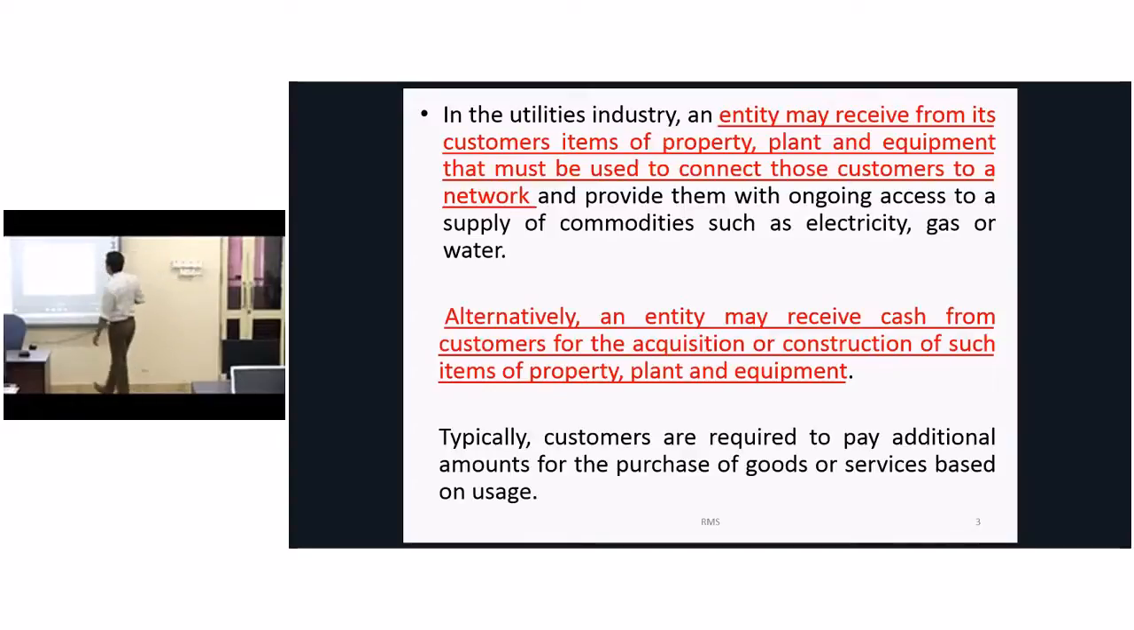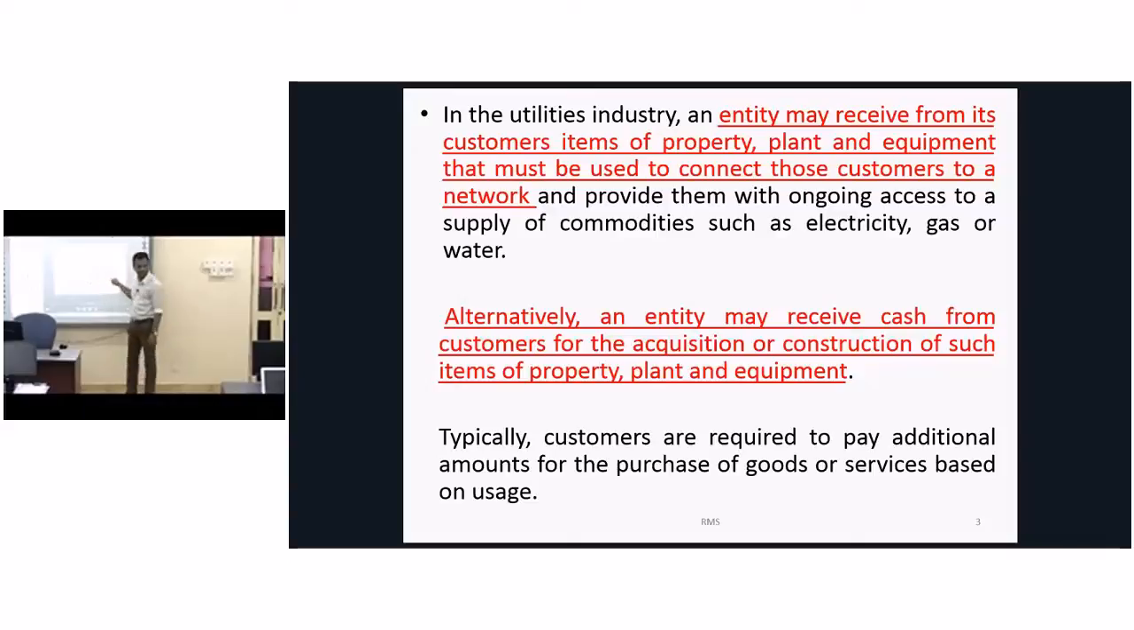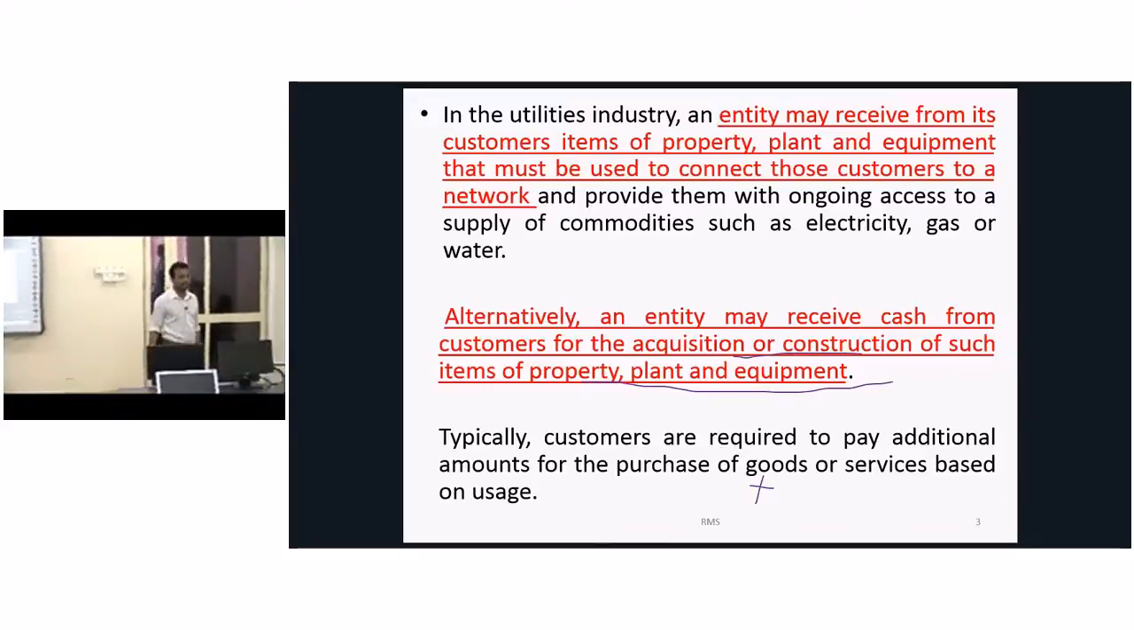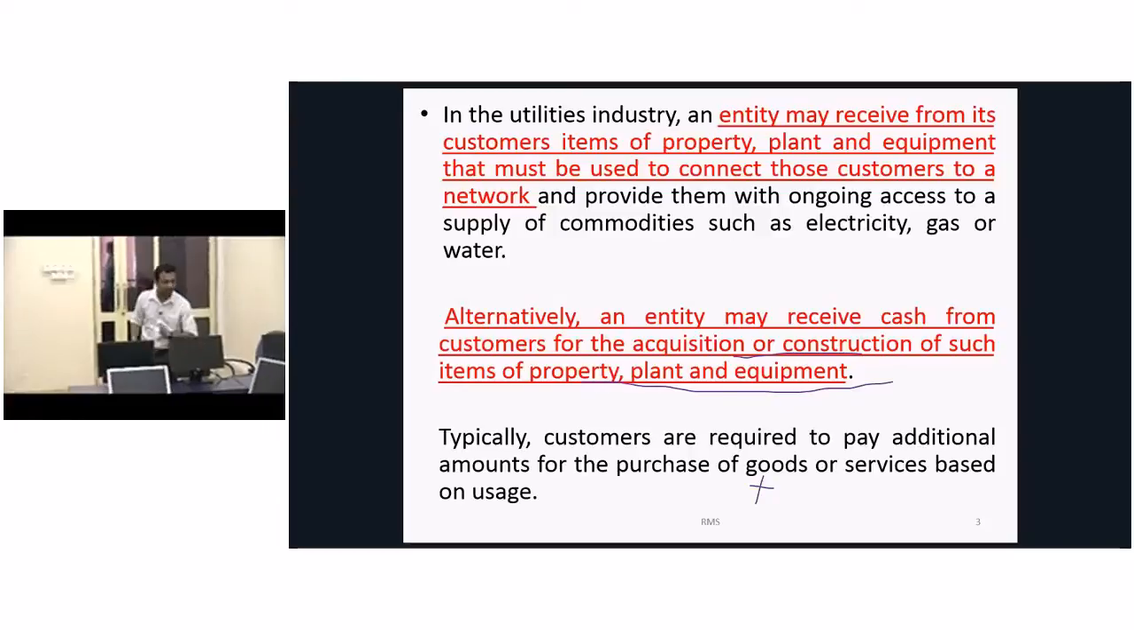Alternatively, an entity may receive cash from customers. Look, I told you, the company will get the cash from customers also to construct or acquire the asset, such property, plant and equipment. They get cash, also they get the controllability and ownership, sometimes both. In addition to that, what I have to do? Look, the last point. Customer should pay extra, additional money to get the service also. Now, for water connection, still again I have to pay money for the amount I use. Even for electricity, same. For the usage I have to pay.